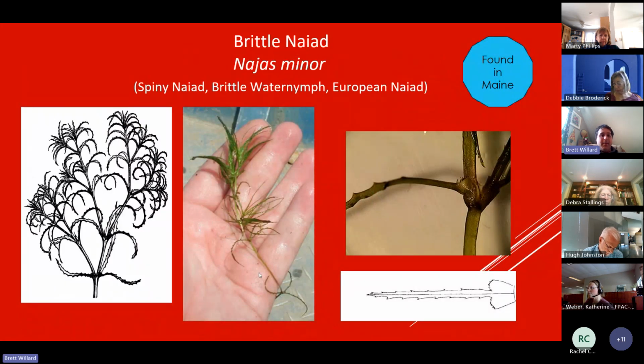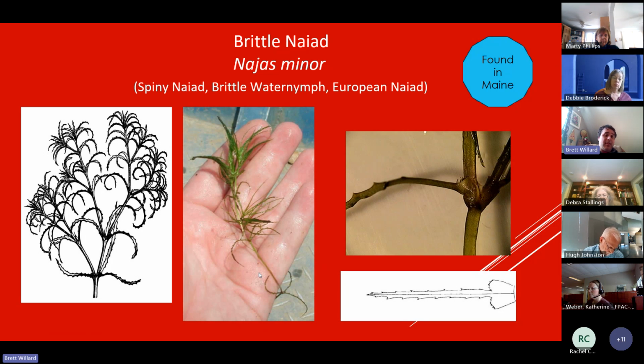Next, we have brittle naiad, also known as spiny naiad, brittle water nymph, or European naiad. So naiads, we have a number of native naiad species in Maine. They're really cool plants. They have variable leaf arrangement, which means that you might have opposite leaves, you might have alternate leaves, you might have whorled leaves. They're kind of all over the place. They make these little bushy clusters all on one plant. The leaves are very fine and they have prominent serrations.